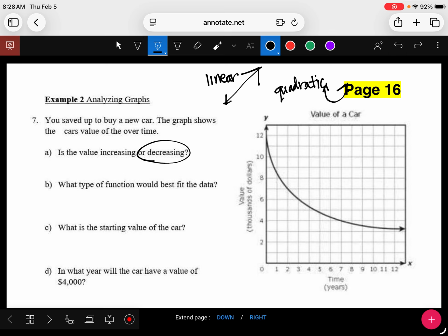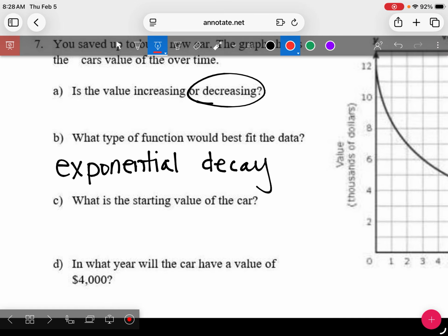So this is an exponential decay graph. That's what kind of function this would be. Now, the starting value of the car is the same thing as asking for your y-intercept. That's what that's saying. The starting value, if it's a graph, is your y-intercept.